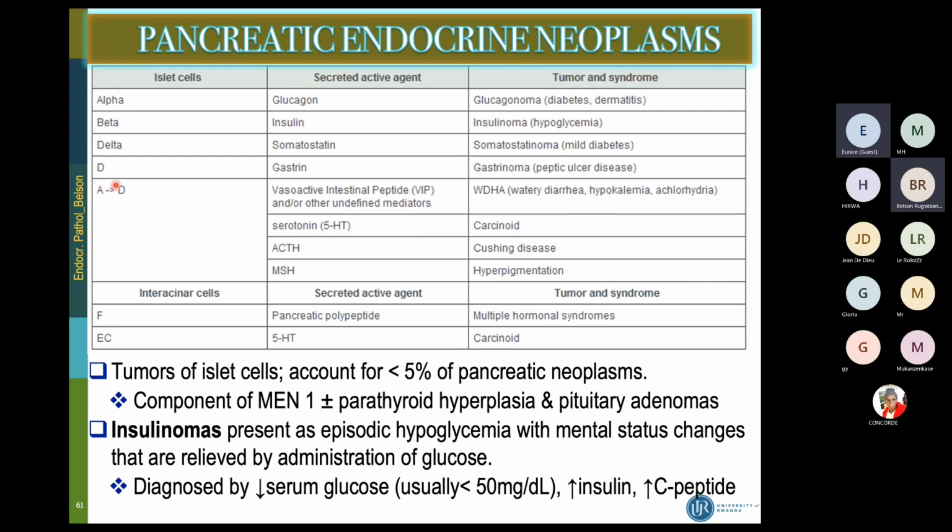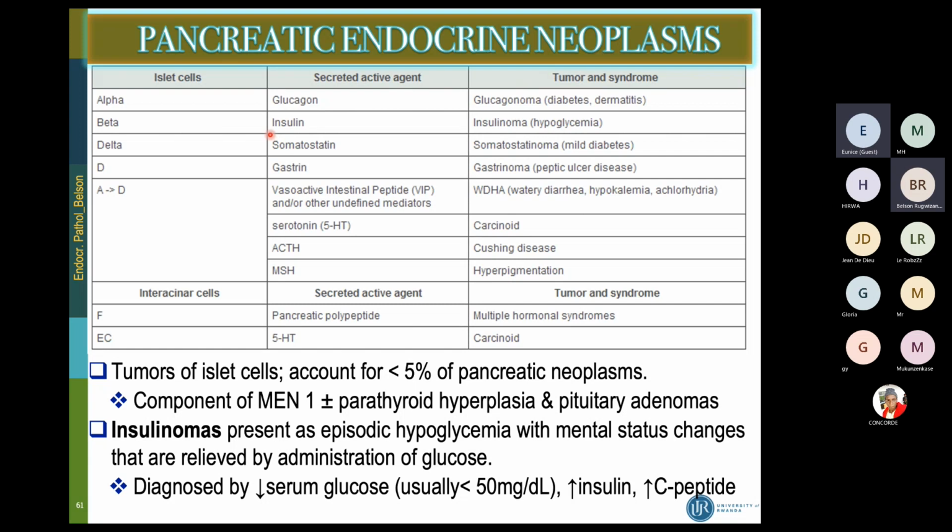So D produces gastrin. Therefore, the tumor which arises from alpha cells, because it makes glucagon, will be called glucagonoma. Because too much glucagon is being produced, there will always be high sugar in the blood, because glucagon works by increasing glucose in the blood. So that person can present with diabetes, dermatitis and so on.